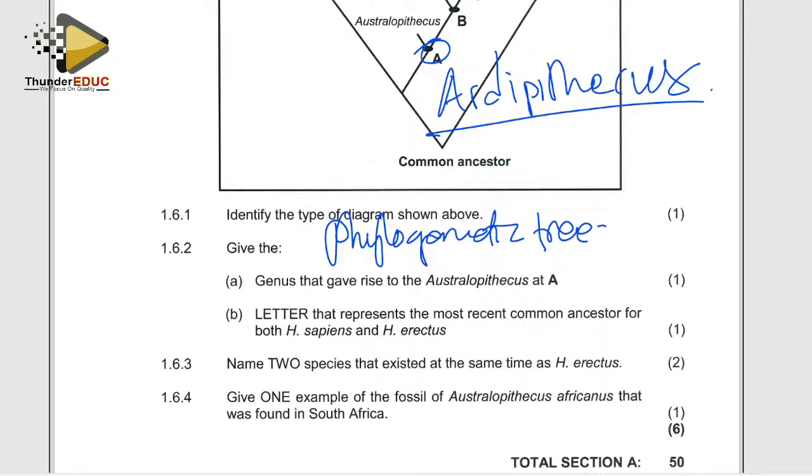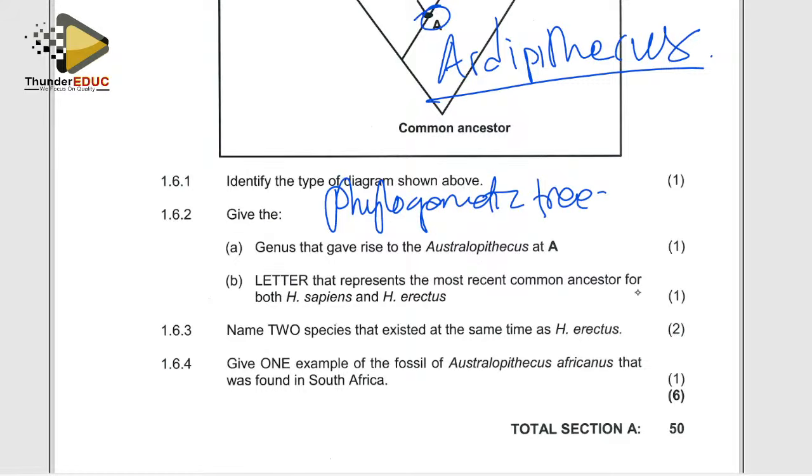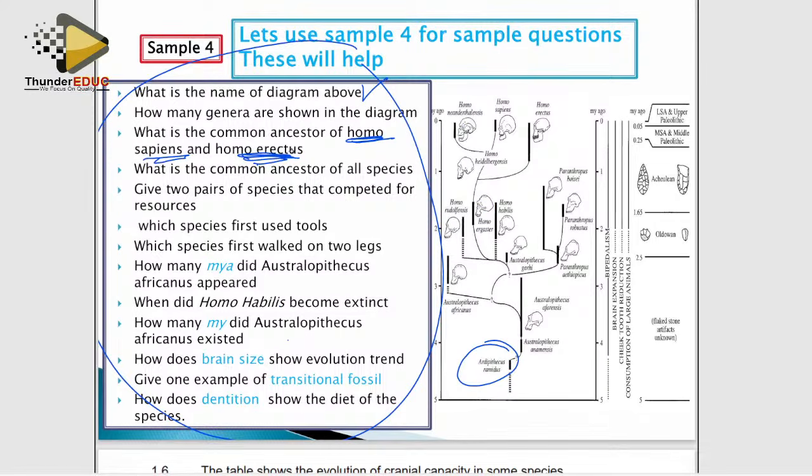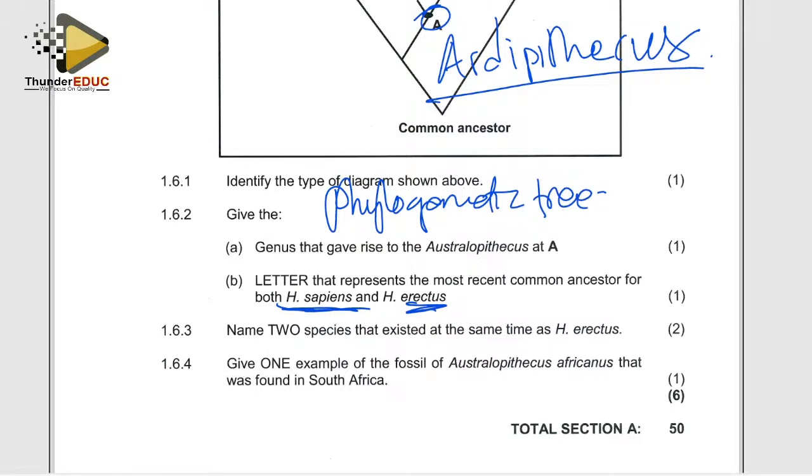Then they're saying the letter that represents the most recent common ancestor for both Homo sapiens and Homo erectus. So you guys, this is what I was talking about, that we asked you this, what is the common ancestor of Homo sapiens and Homo erectus. So we talked about all these things when we were discussing the paper which was going to come, and then our prediction was 97% right. I only saw just one small question where we couldn't spot it out.